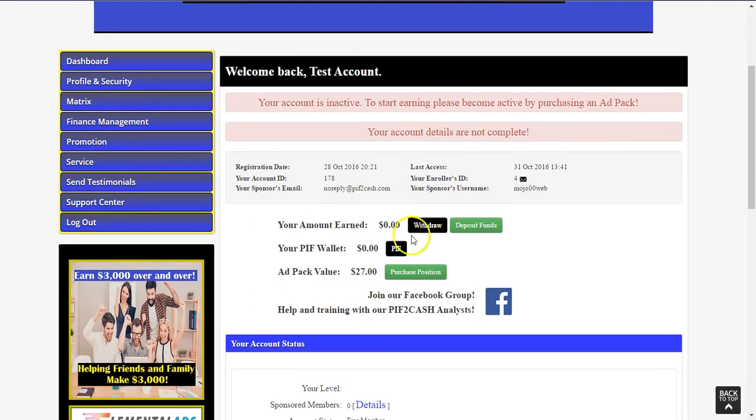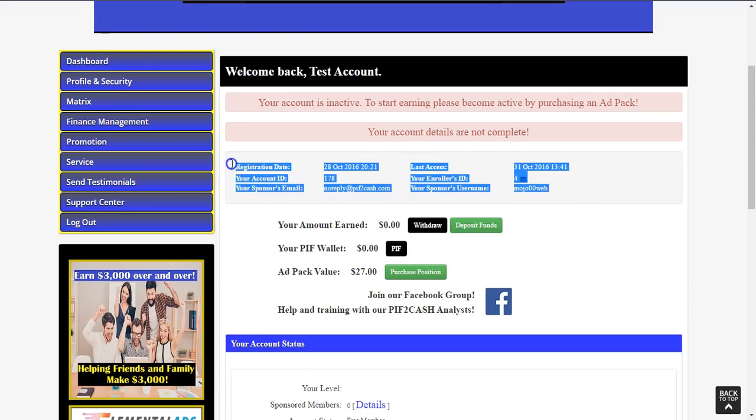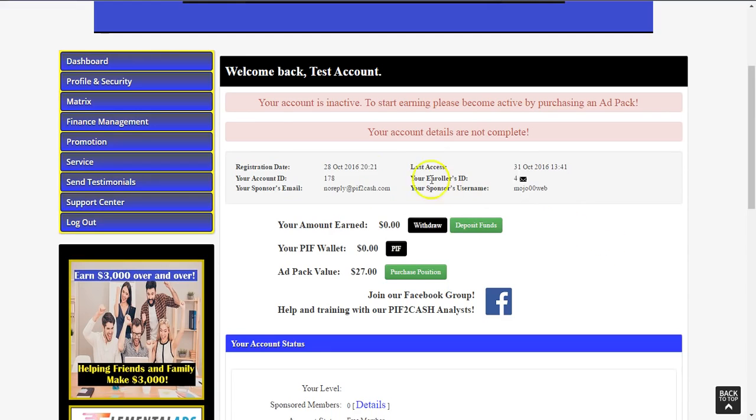Right below that, we've got withdraw and deposit funds, and it shows your amount earned. Also, you've got your registration date, your last access. All of that information is right here as you log in. What your account ID is, when you registered here at PIF2CASH, the last time that you came to PIF2CASH and logged in, who your enroller's ID is, who your sponsor's ID is, your sponsor's username as well. And you can contact those people, and we'll show you how to do that here in just a few minutes.